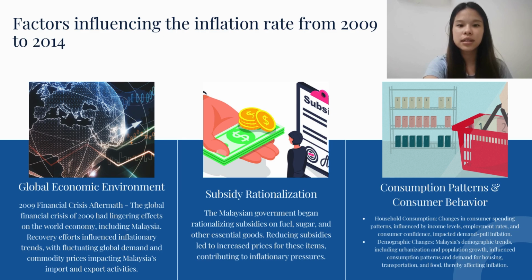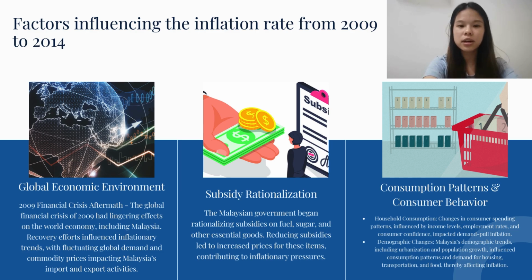The second one is subsidy rationalization. The Malaysian government began rationalizing subsidies on fuels, sugar, and other essential goods. Reducing subsidies led to increased prices for these items, contributing to inflationary pressure.